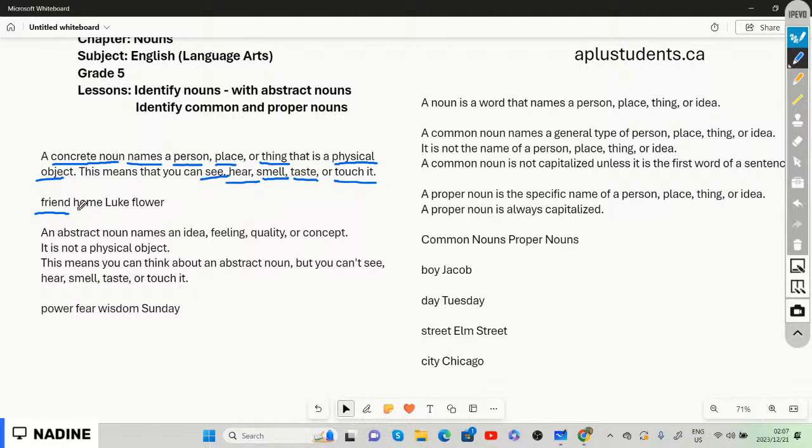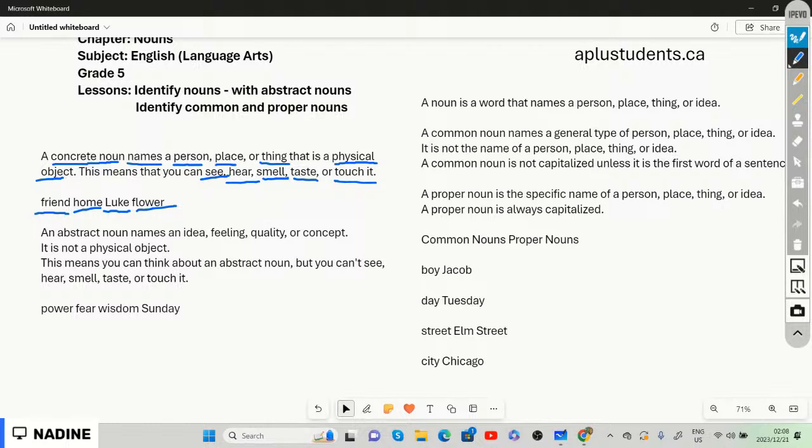Home. You can see your home, you can touch the building of your home, right? Luke, it's the name of a person, somebody that you can see, hear, smell, and touch. And these are all physical things that you can do. And a flower, right? You can see a flower, smell a flower, touch a flower. So these are all examples of concrete nouns.